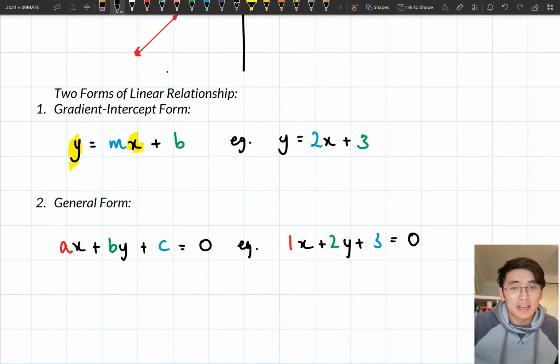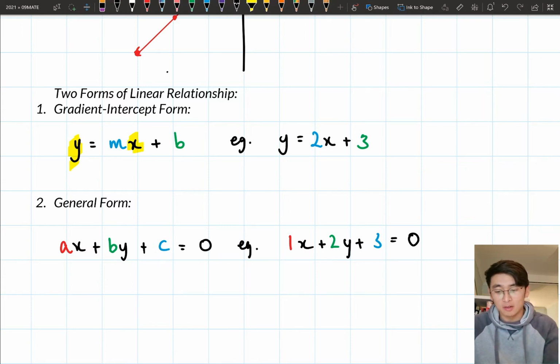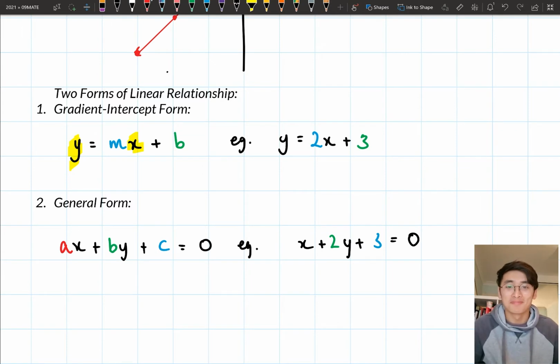Now, some of you might be thinking at home, hang on, Mr. Lee, there's something wrong with this. And there is. We never write 1x now, do we? So here, instead of writing 1x, I could just write that as x. So here, these are the two ways that we can get a straight line, a linear relationship. So when I graph either of these two on a Cartesian plane, it will form a straight line.